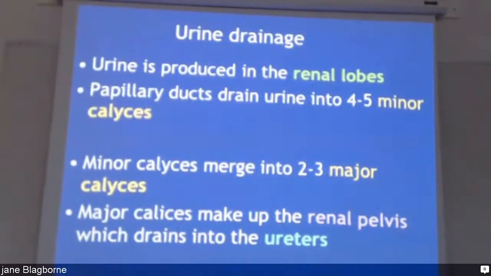Okay, urine drainage is produced in the renal lobes, and we've already discussed what a renal lobe includes. And the calyces, these are the ones I was talking about. That's the drainage system, the renal pelvis or kidney pelvis, and that's where all the urine drains into before it heads off down the ureter.